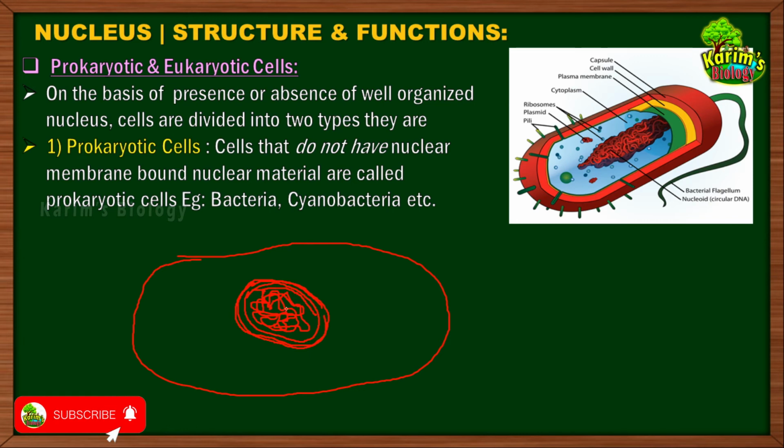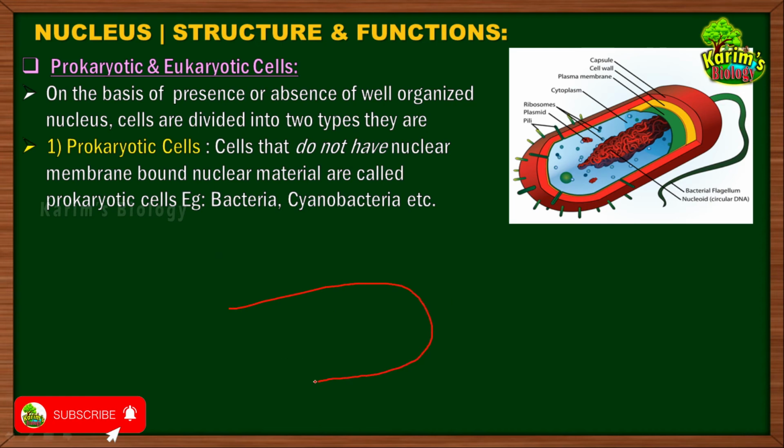If this is the condition of the nucleus, that means if DNA is there and around the DNA there is a nuclear membrane present, in other words, the nucleoplasm is surrounded by nuclear membrane. Are you getting my point? That means nucleoplasm, this is the cell, this is nucleoplasm. If the nucleoplasm is surrounded by nuclear membrane or it is bounded by nuclear membrane, then that is called a well organized nucleus.